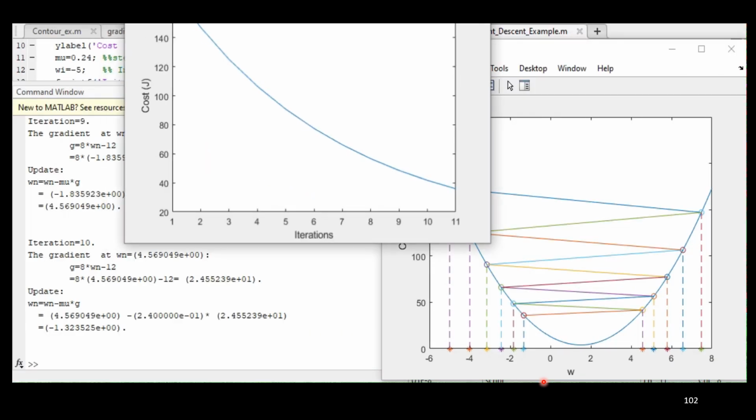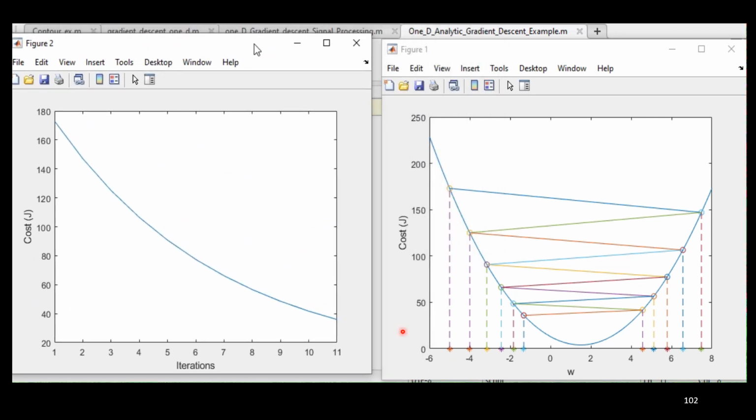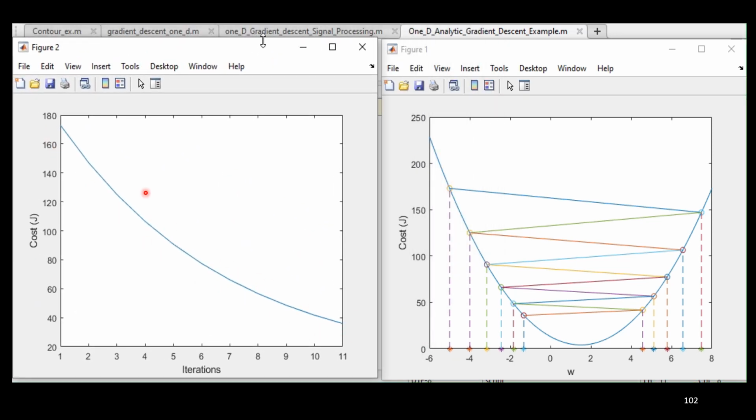So this is the cost value, how it is reducing. So you see it is slowly reducing. Okay, in 11 iterations it is coming down to only minus 40. So you see the minimum cost value is 4 only, but still it will attain close to 40.